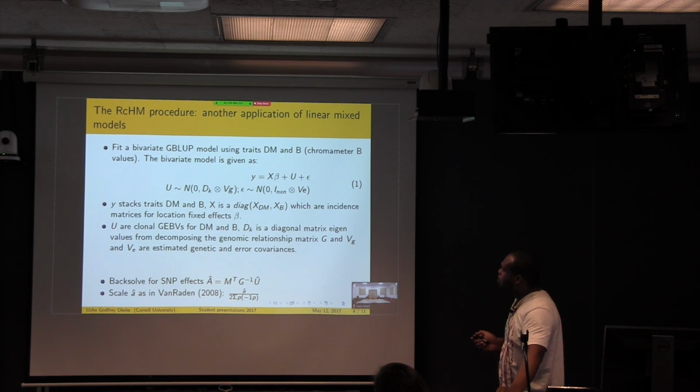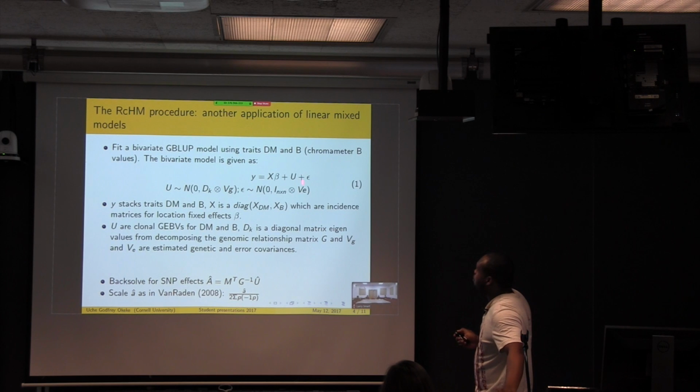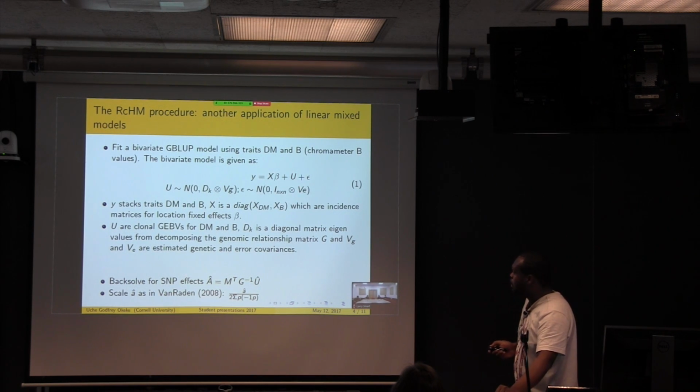And the same goes for error, which is simplified because we have an identity matrix showing no correlation between data points. And we fit this model, and then the next thing is we back solve to get SNP effects from the genomic values. SNP effects are estimated by multiplying the transpose of the marker matrix, which is centered, by the inverse of the genomic relationship matrix and the estimated genomic effect from each trait.